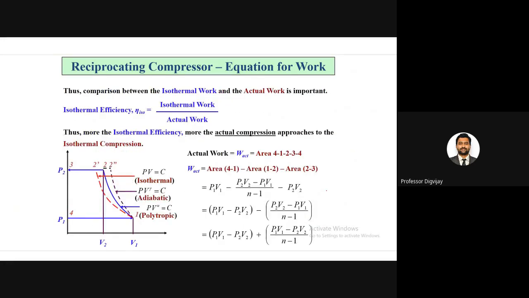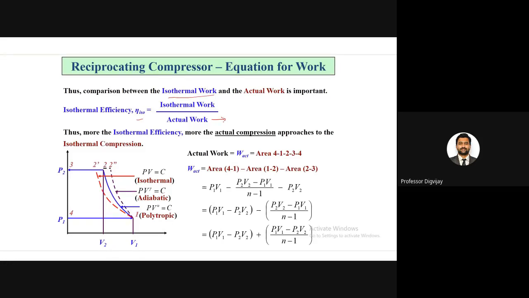So the comparison between the isothermal work and the actual work is very important, because in case of only isothermal compression, just now we have seen that we will require very less work. Then isothermal efficiency. One student has asked about this. So how to calculate isothermal efficiency? That will be isothermal work divided by the actual work.